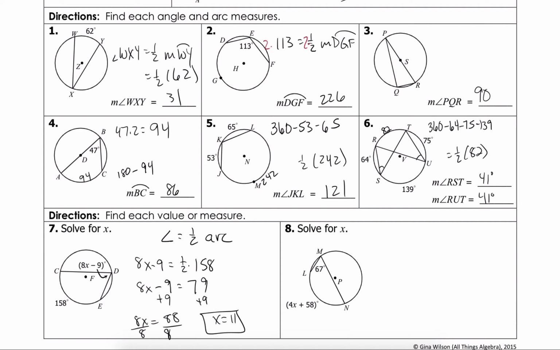Okay. Number 8 is very similar. We're going to start off with angle equals half the arc. And this time, I want you to put in what the angle is, what the arc is, and solve for x yourself. Put that into your Actively Learn.